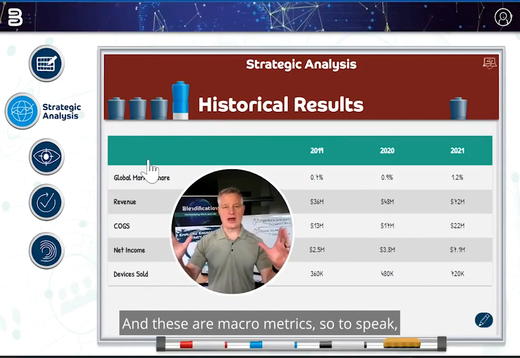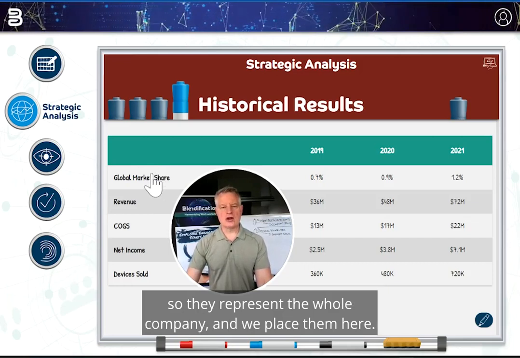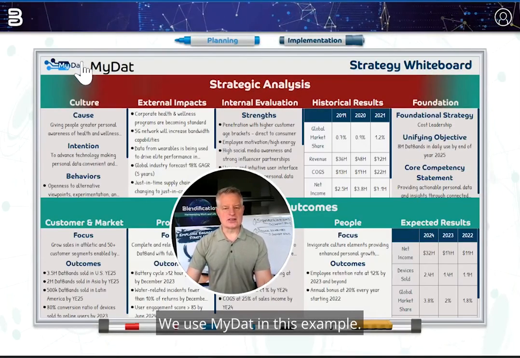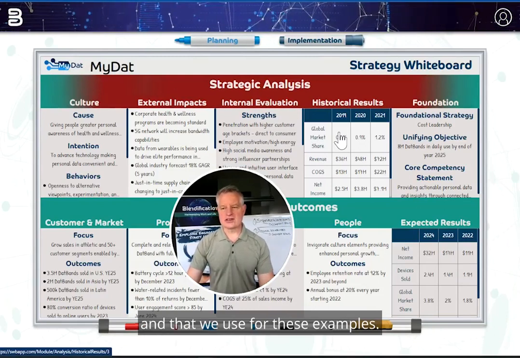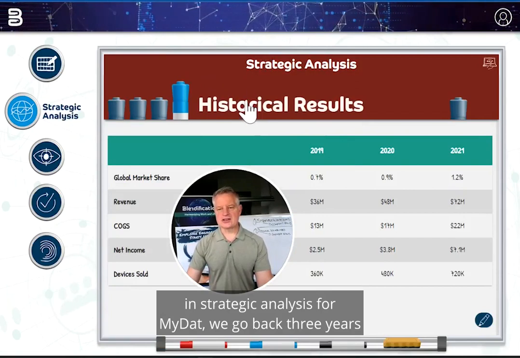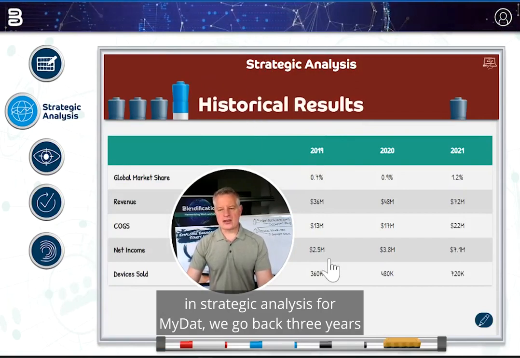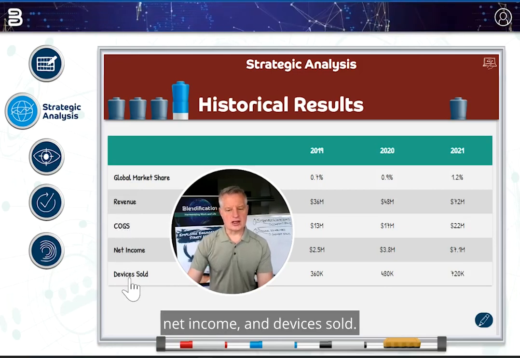And these are macro metrics, so to speak. So they represent the whole company. And we place them here. We use MyDat in this example. MyDat is a company that we look at and that we use for these examples. And under the historical results in strategic analysis for MyDat, we go back 3 years and we look at the global market share, revenue, cost of goods sold, net income, and devices sold.